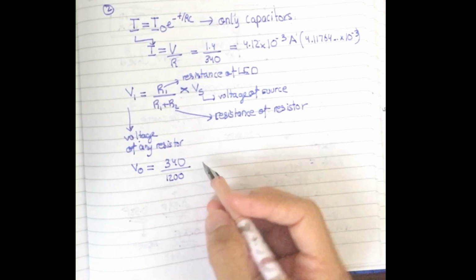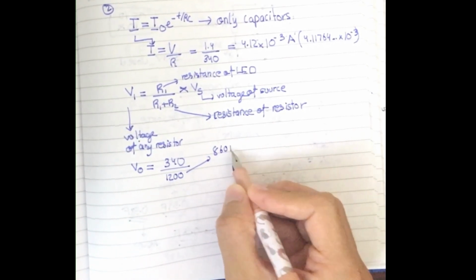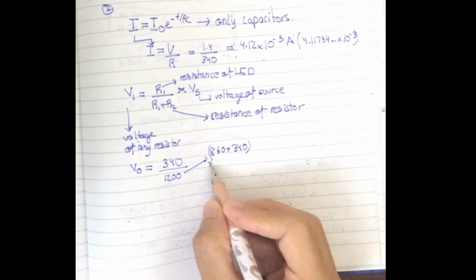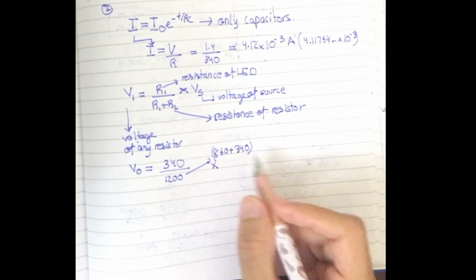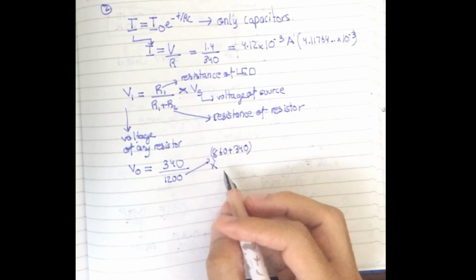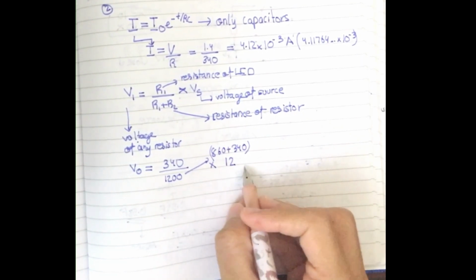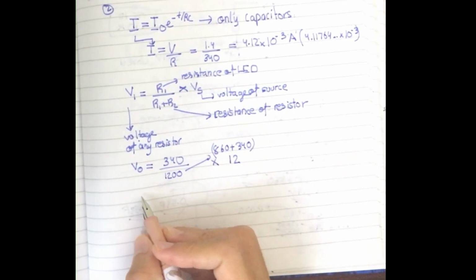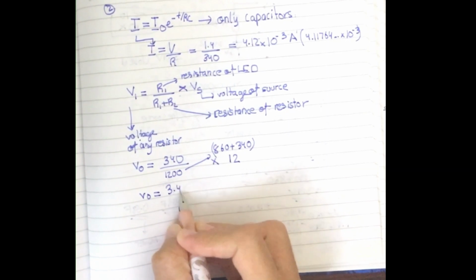860 plus 340, you get 1200, and then you multiply it by the voltage of the source, which is 12 volts, right? Because the capacitor has 12 volts. So we get V initial as 3.4 volts.